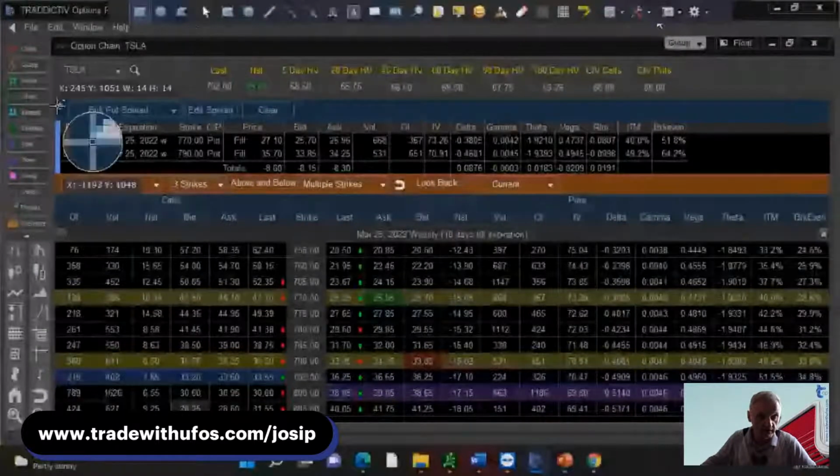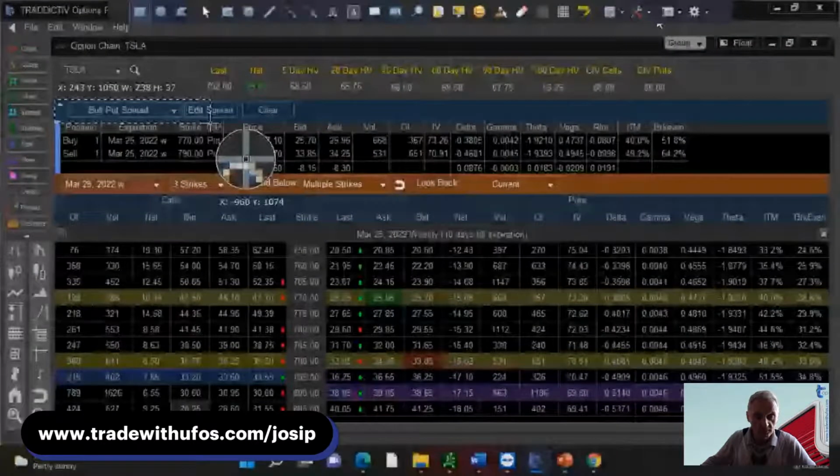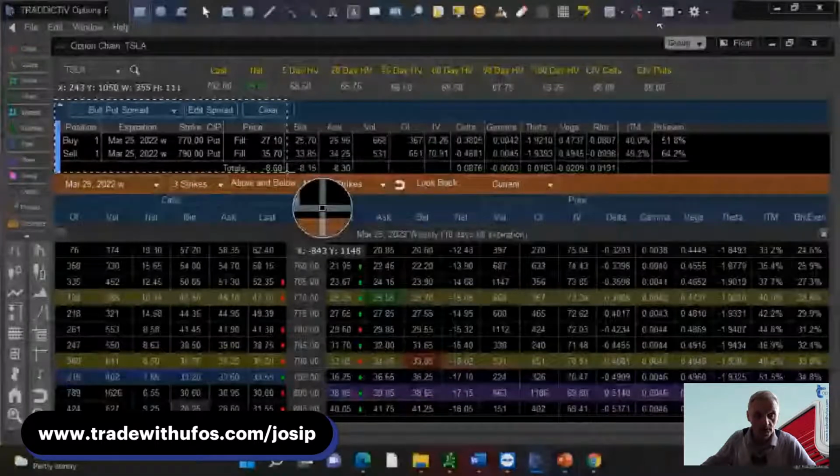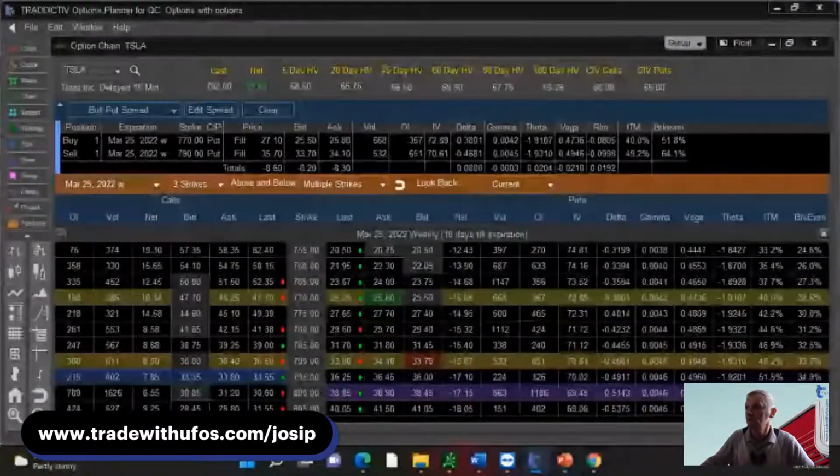So we can say that today we were working on the two bull put spread strategies. One was on the Diamonds, one was on the Tesla.